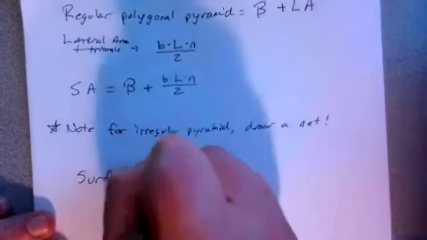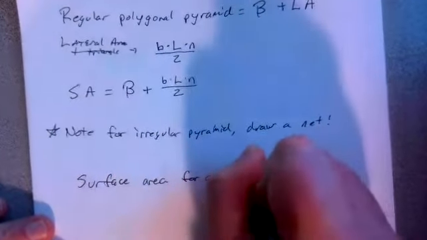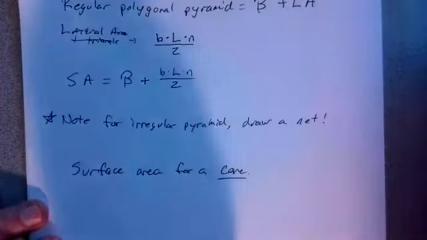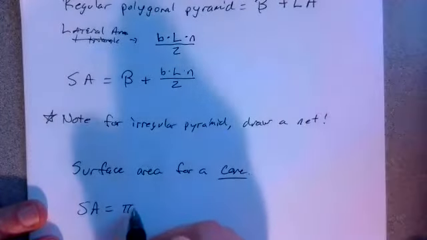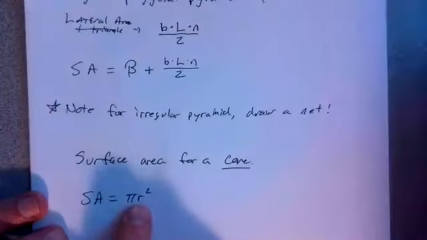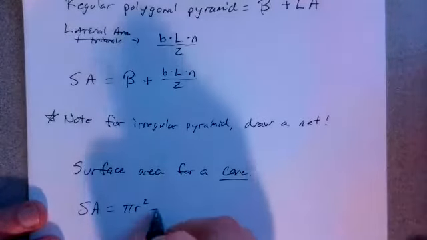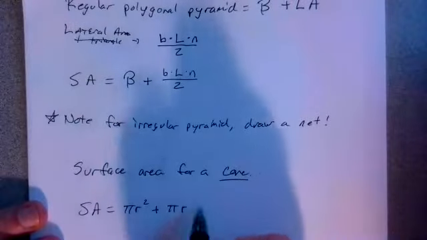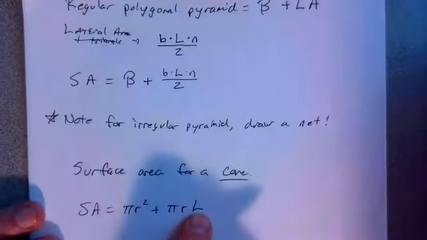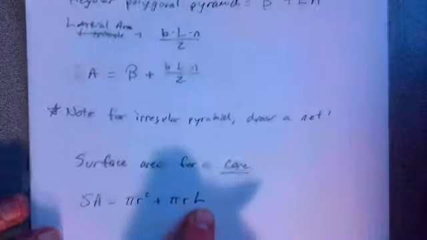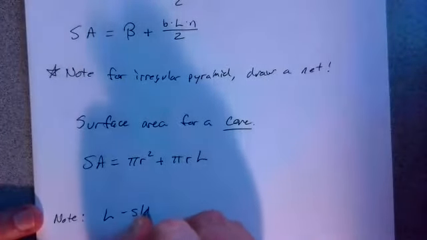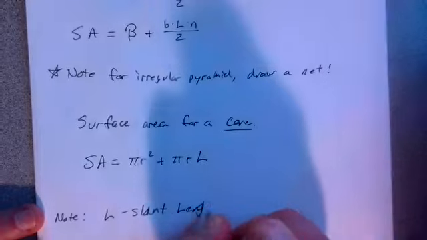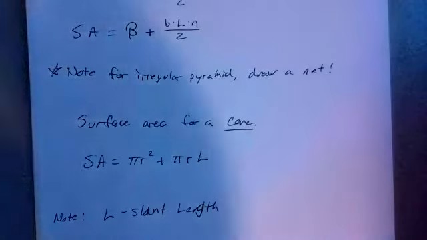All right, surface area for a cone. The surface area is equal to pi r squared, so that's the area of the base, plus the lateral area. Now the lateral area is pi r L, where L is slant length. Remember, L is slant length. So note, L stands for slant length. I can spell today. Okay, let's take a look and do a few examples here.